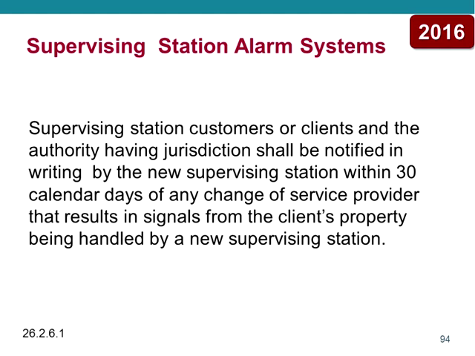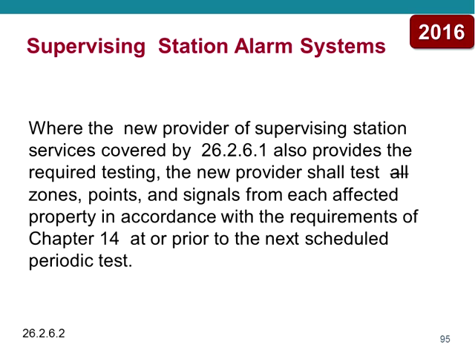Anytime we change service providers on a supervising station arrangement, whether it's a contract for monitoring or a central station service, we have to tell the AHJ within 30 calendar days of any change of service, because they, in many cases, have local laws that require the owner of the building to be connected to a supervising station, and if you cut that service off, then they can impose a penalty of some kind. So the code now makes it clear that if you're going to change service, then the supervising station needs to notify the AHJ.